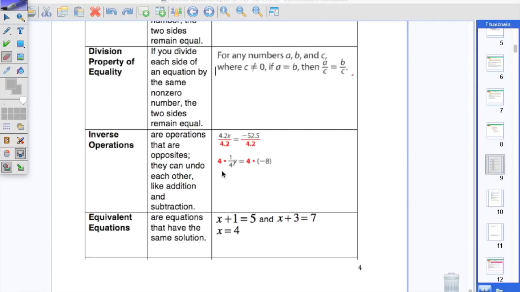Equivalent equations are equations that have the same solution. So x plus 1 is equal to 5, and x plus 3 is equal to 7, because our x is equal to 4 in both equations.